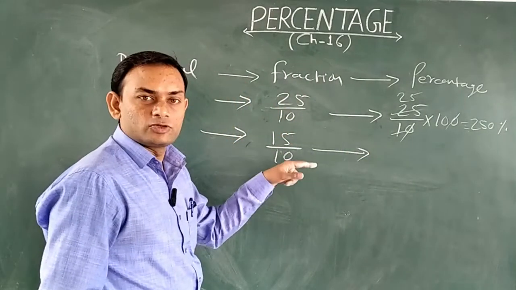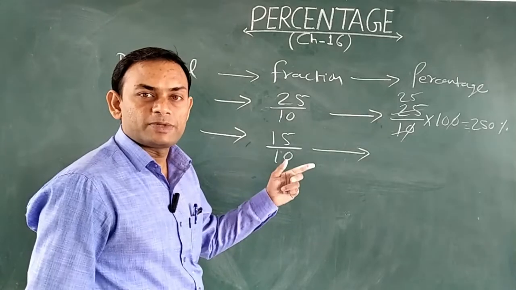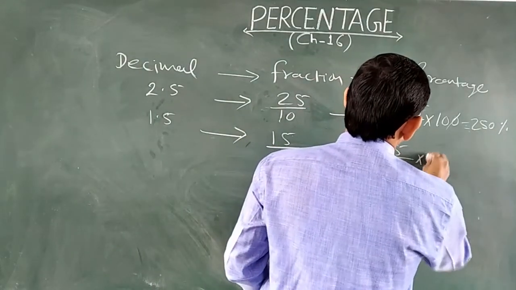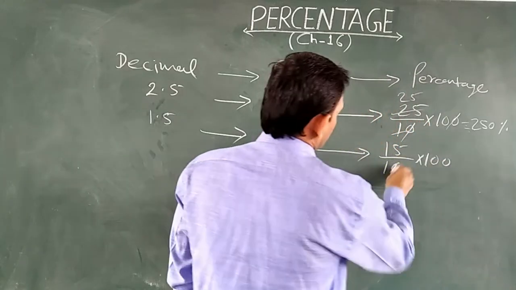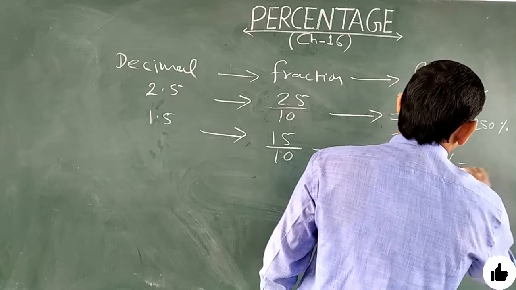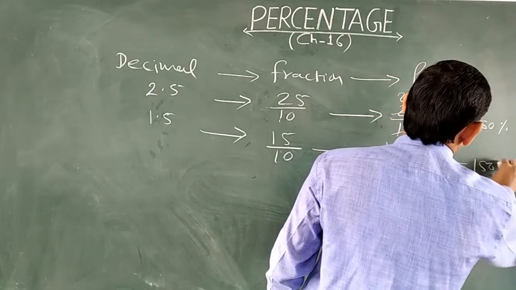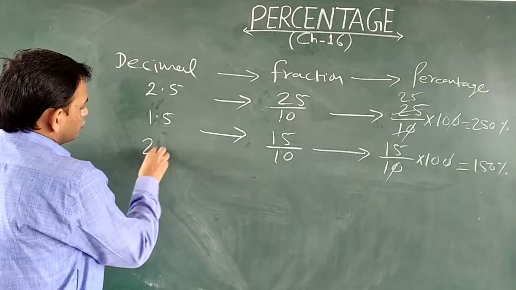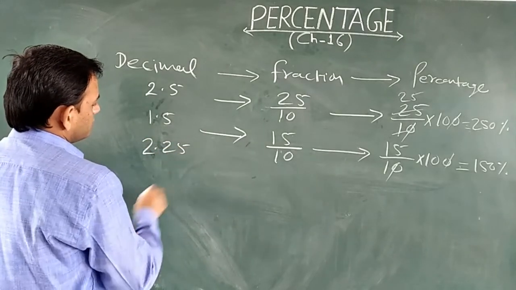Now fraction can be changed into the percentage. How? By multiplying by 100. So it will be 15 upon 10 into 100. Okay, 10 to 10 cancel, and 15 tens are 150%. Okay, one more I am telling you, 2.25.